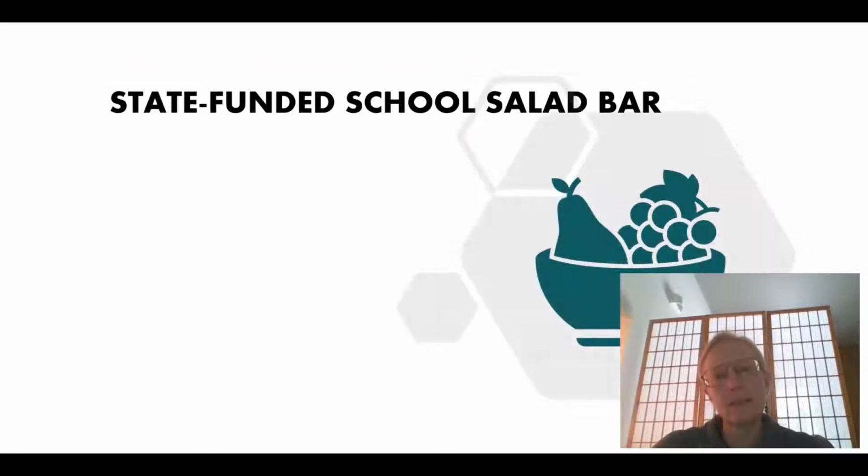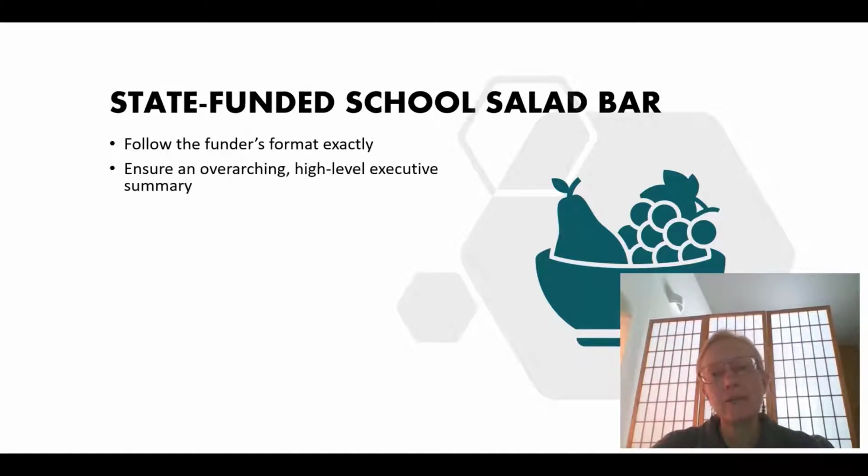To summarize a proposal write-up on the basis of this example for the state-funded school salad bar. First of all, it's very important to follow the funder's format precisely, including any character or pagination limits. Secondly, having an overarching high-level summary is extremely important. An executive summary if that's required, a summary at the end of the proposal if it is not actually required. The point being that when the readers go back to assess all of the applicants, they will be able to quickly reread the high points of your application.